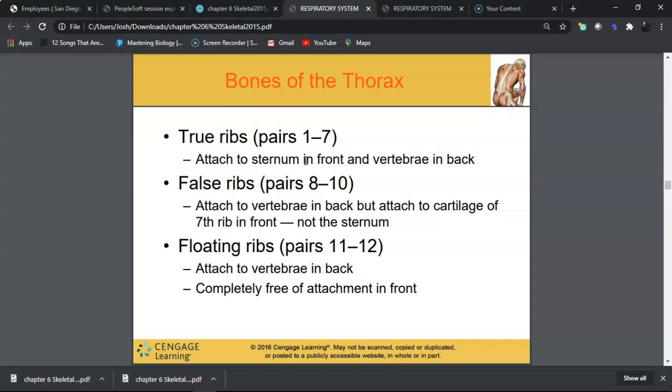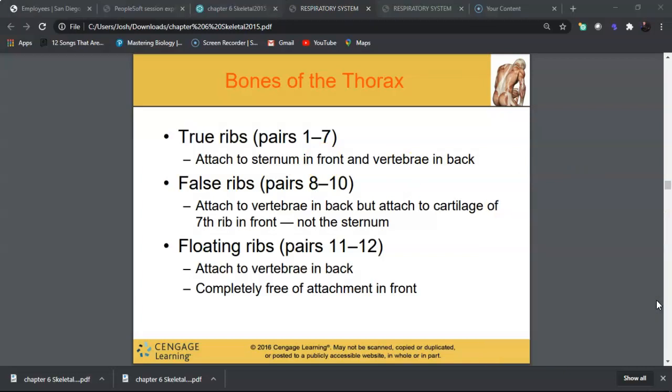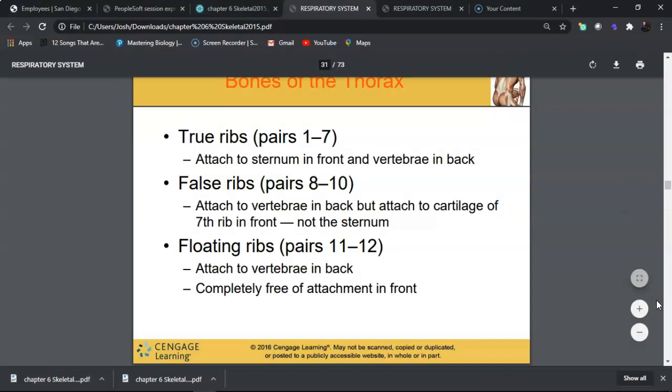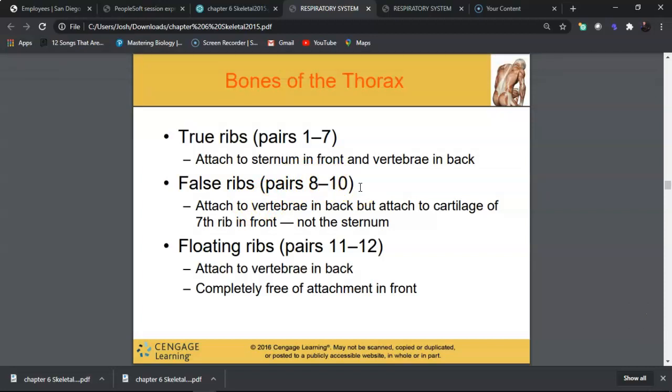And so those 7 will attach directly into the sternum. Then we have 3 pairs below that called the false ribs. Now they're not false, but they don't directly attach into the sternum. They attach into some cartilage that attaches to the 7th rib. So they're called false ribs. And then we have 2 pairs of floating ribs, 11 and 12. And so they're not really floating, but they only attach to the vertebrae in the back.